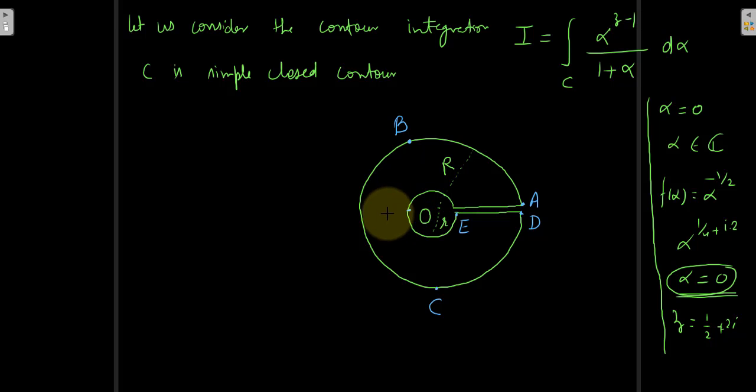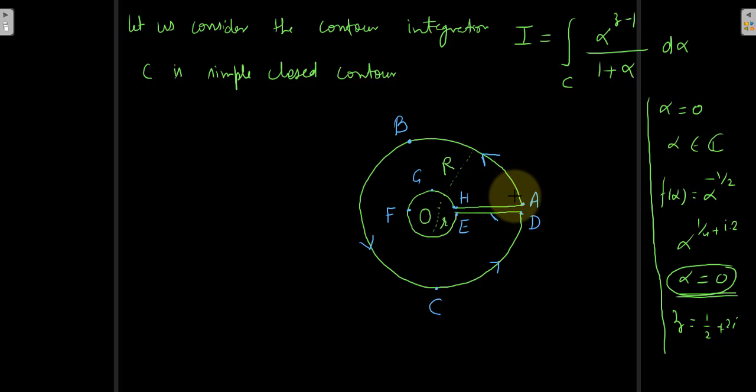Take some points here, F, G, H, right? So now give it a direction, this direction: A, B, then C, D, then from D move towards E. Then if you want to continue the orientation, right?